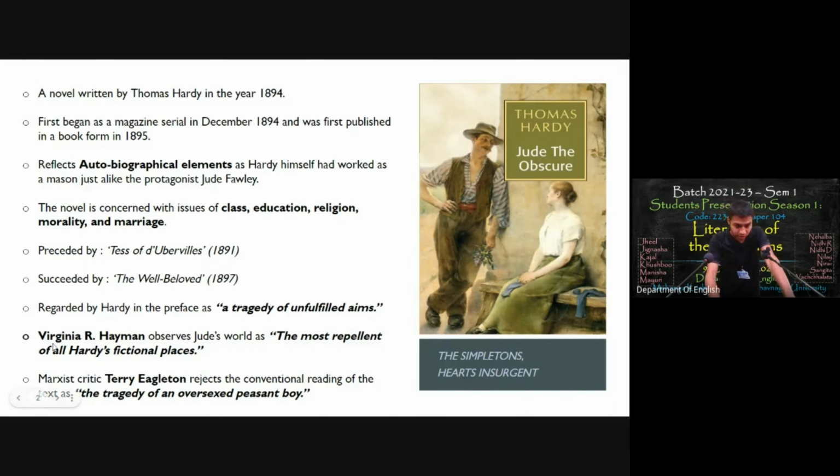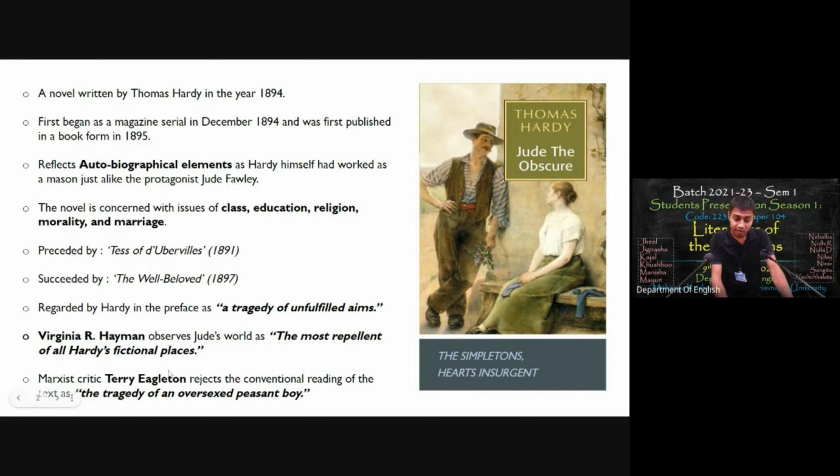Virginia R. Hyman, a critic, observes Jude's world as the most repellent of all Hardy's fictional places. Whatever Hardy wrote in his novels, this setting in which the novel is set is the most repellent. Anybody who reads it will try to avoid this novel in the first place, because it is so realistic that nobody can bear the truth or reality described in it.